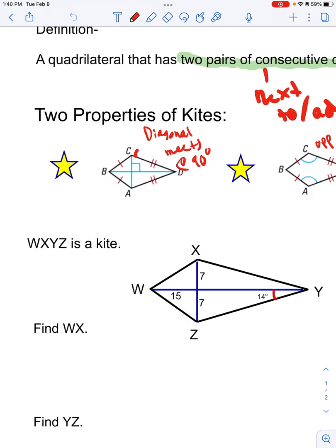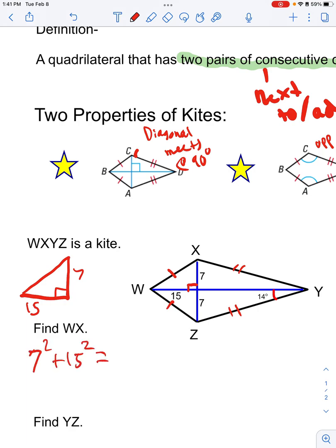So we know that it's a kite. WXYZ is a kite. Find WX. So again, if I just mark up what I know, this side is congruent to this side. This side is congruent to this side. So again, pull out what you know. I see that we have a triangle, and I know, because of the property, that this is a 90-degree angle. Perfect. This is 7 and this is 15.